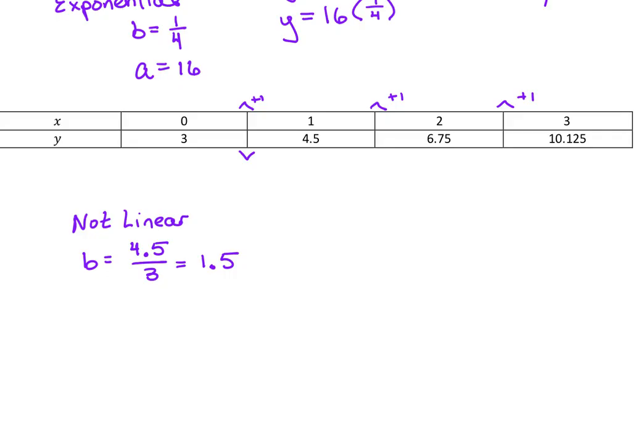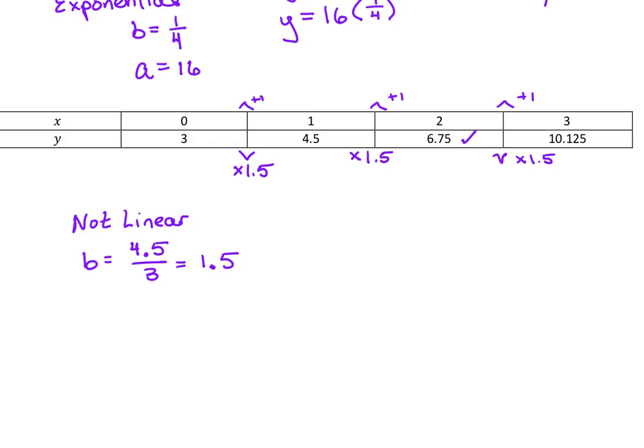All right, so just to check it, let's see what happens if you multiply 4.5 times 1.5. I do get 6.75, and so that checks out. And if you multiply that by 1.5, we do get 10.125. And so this is correct.